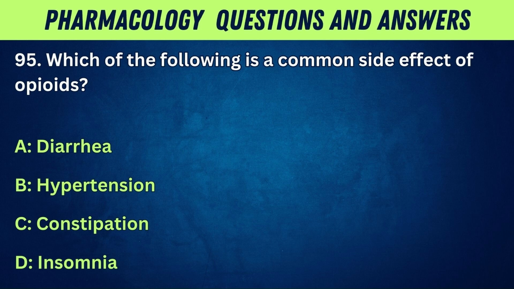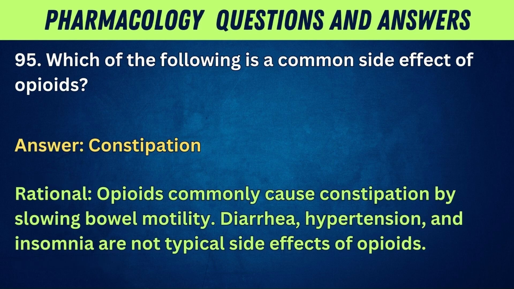95. Which of the following is a common side effect of opioids? A. Diarrhea. B. Hypertension. C. Constipation. D. Insomnia. Answer: constipation. Rationale: Opioids commonly cause constipation by slowing bowel motility. Diarrhea, hypertension, and insomnia are not typical side effects of opioids.